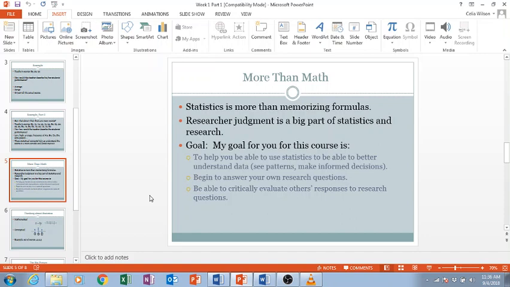So contrary to popular belief, researcher judgment is a big part of statistics. I think some people get the idea that statistics is more clean cut, it's more objective, that the researcher is able to kind of step to the side and just do statistics.